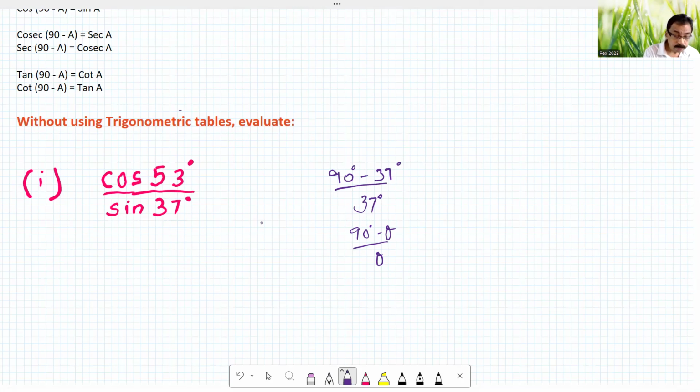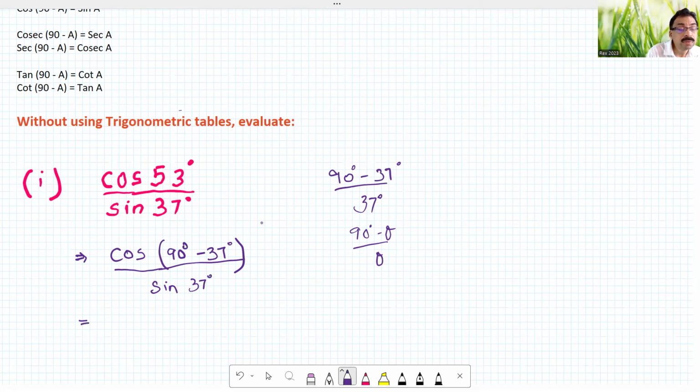So here, I intend to keep sine 37 as it is. So let me just try and change cos 53. So cos 53, I'm going to change it in 90 minus theta format. So 90 degrees minus 37 degrees, right? This divided by sine 37 will remain as sine 37 degrees.